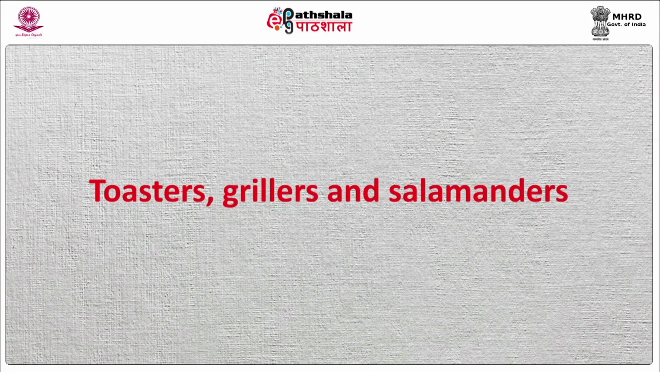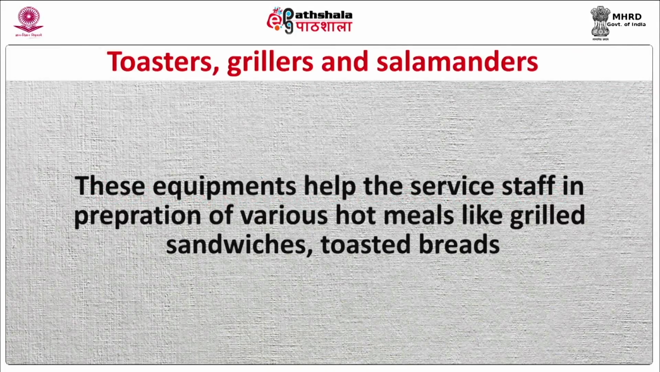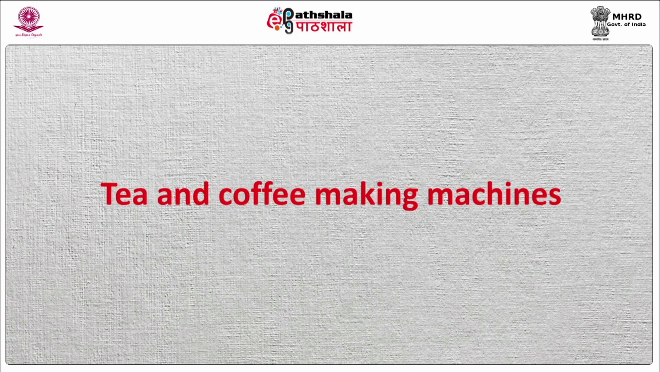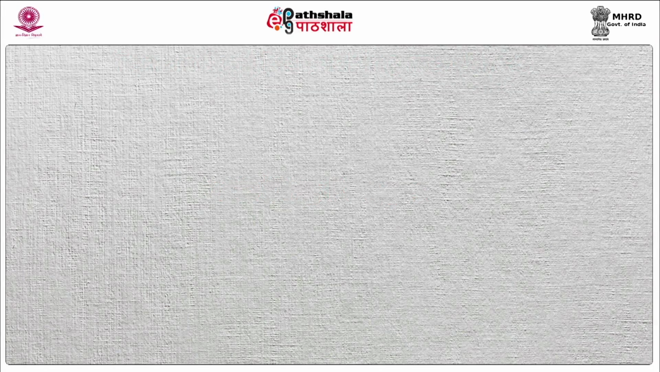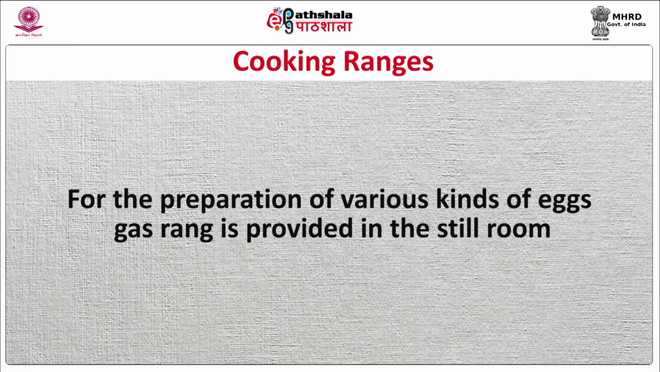Toasters, grillers and salamanders. These equipments help the service staff in preparation of various hot meals like grilled sandwiches, toasted breads, etc. Tea and coffee making machines. Since still room is responsible for the preparation and dispensing of tea, therefore a tea coffee machine is kept in the still room so that the orders of tea and coffee can be catered to quickly. Cooking ranges. For the preparation of various kinds of eggs, gas range is provided in the still room.